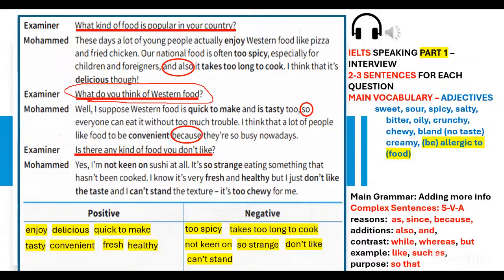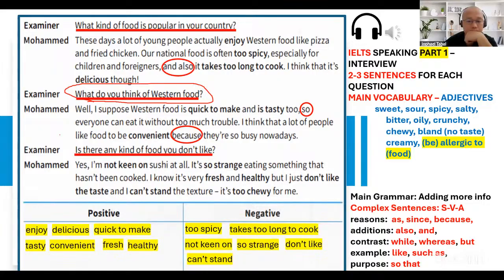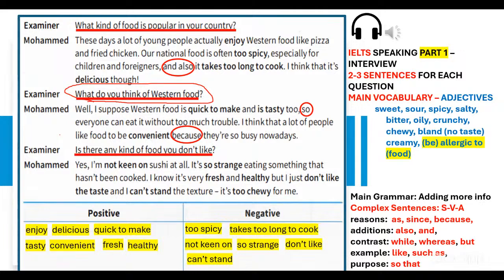I prefer food that is sweet or slightly spicy. That's all for my talk. Right, so let's hear from Shang. Shang, are you finished? Yes.